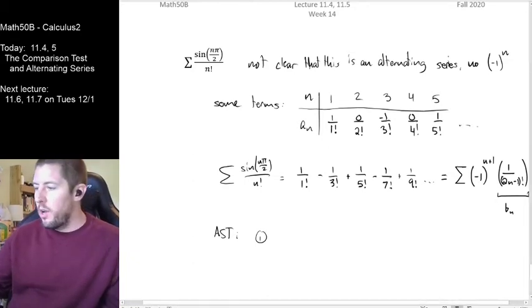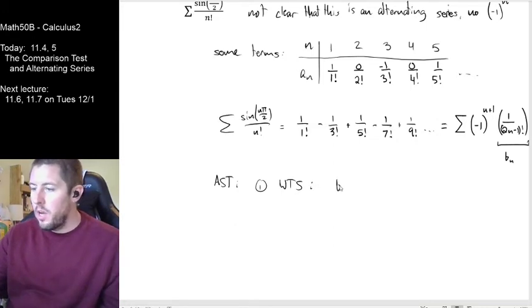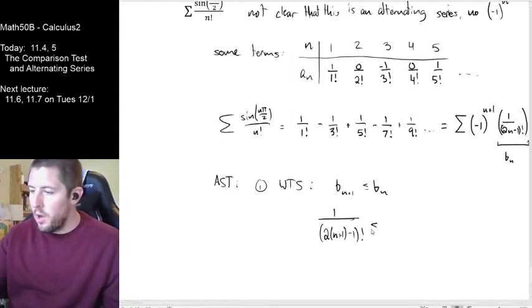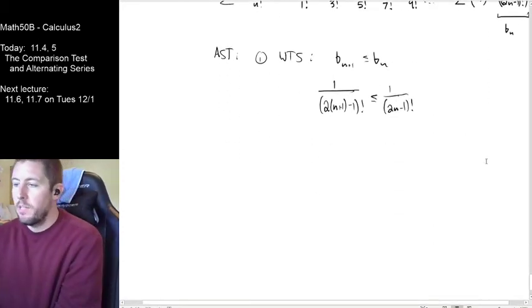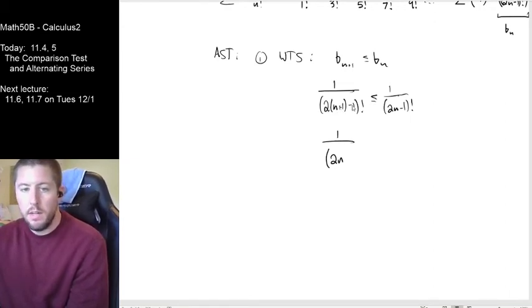For part 1, we want to show that this guy is decreasing. We want to show b sub n plus 1 is less than or equal to b sub n. So b sub n plus 1 to me here is 1 over 2 times n plus 1 minus 1 factorial. We want to show that this is less than or equal to 1 over 2 times n minus 1 factorial. Right? I'm just going to do one more line of algebra right here. If I distribute on this left side right here, what I'm seeing is 2n. That would be a 2n plus 2. 2 minus 1 is going to be 1.